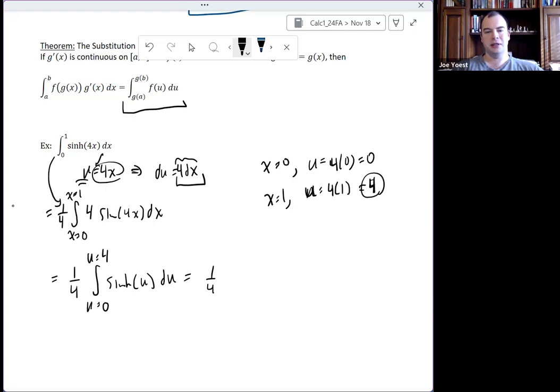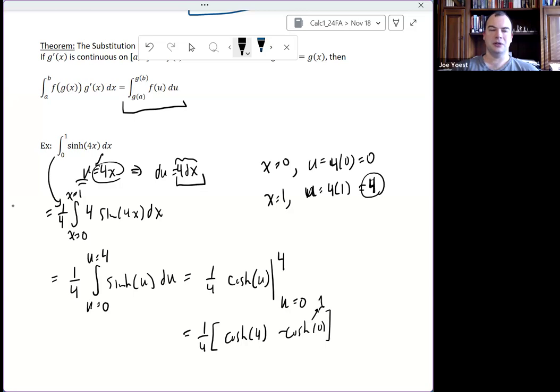This is 1/4. The integral of sinh of u is cosh of u, going from u equals 0 to 4. Or this is 1/4 cosh of 4 minus cosh of 0, or this is 1, so 1/4 cosh of 4 minus 1. So it is very easy to forget to change the bounds.